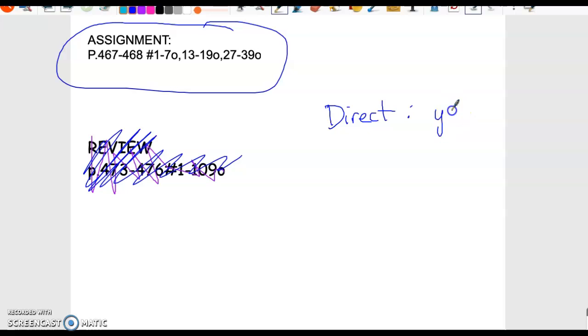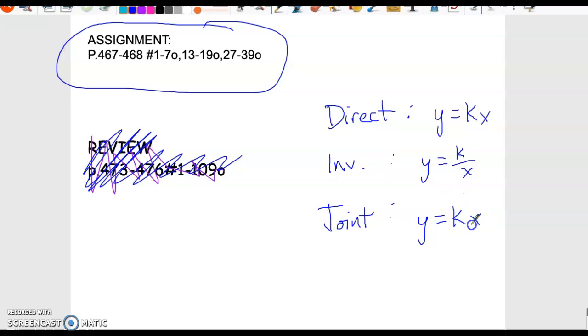So direct variation is y equals kx. Inverse variation would be y equals k divided by x. And then joint variation just means direct for more than one. So it'd be like y equals k x z. And we can do a combination of things, like we could vary jointly with 2 variables and inversely with a third. So be ready for any of those in this homework assignment.